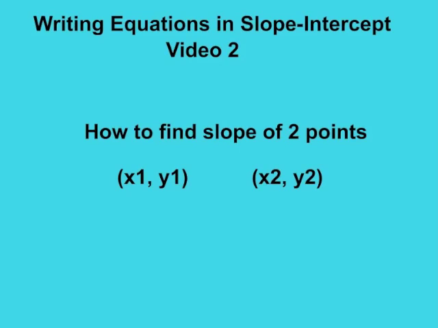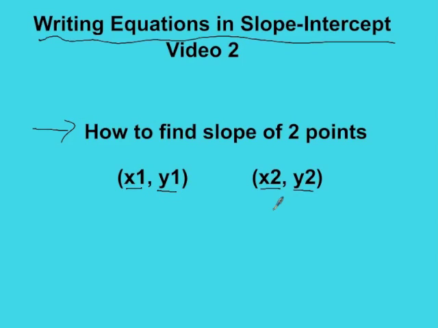Now we're on to the second video of writing equations in slope-intercept form. The first thing we need to go over in this video again is how to find the slope of 2 points. If we're given 2 points, how do we find slope? We went over this last chapter, but the equation's kind of confusing and I understand where we would need to review it. So let's say we have 2 points, x1 and y1, and a second point, x2 and y2.